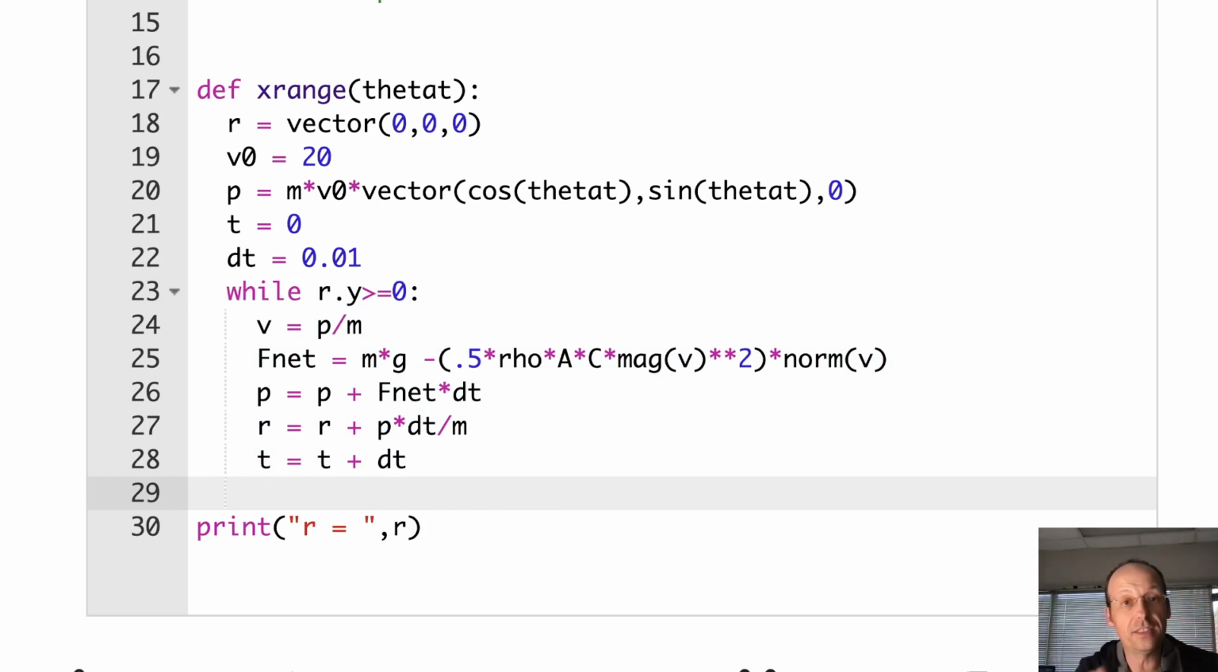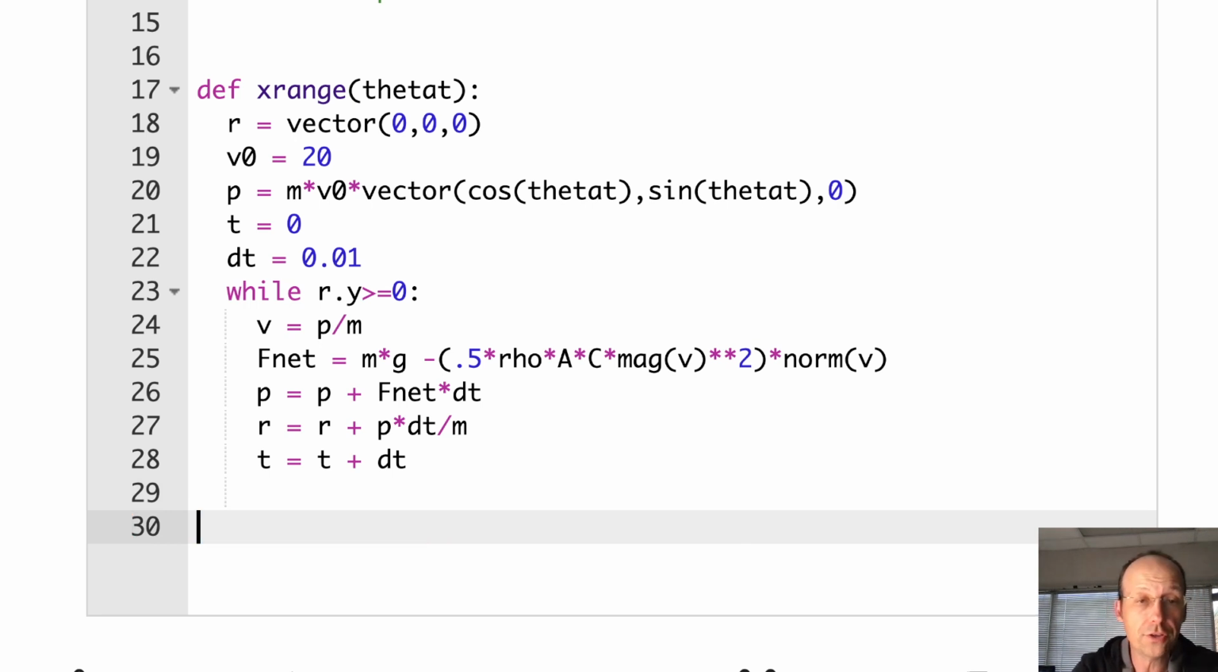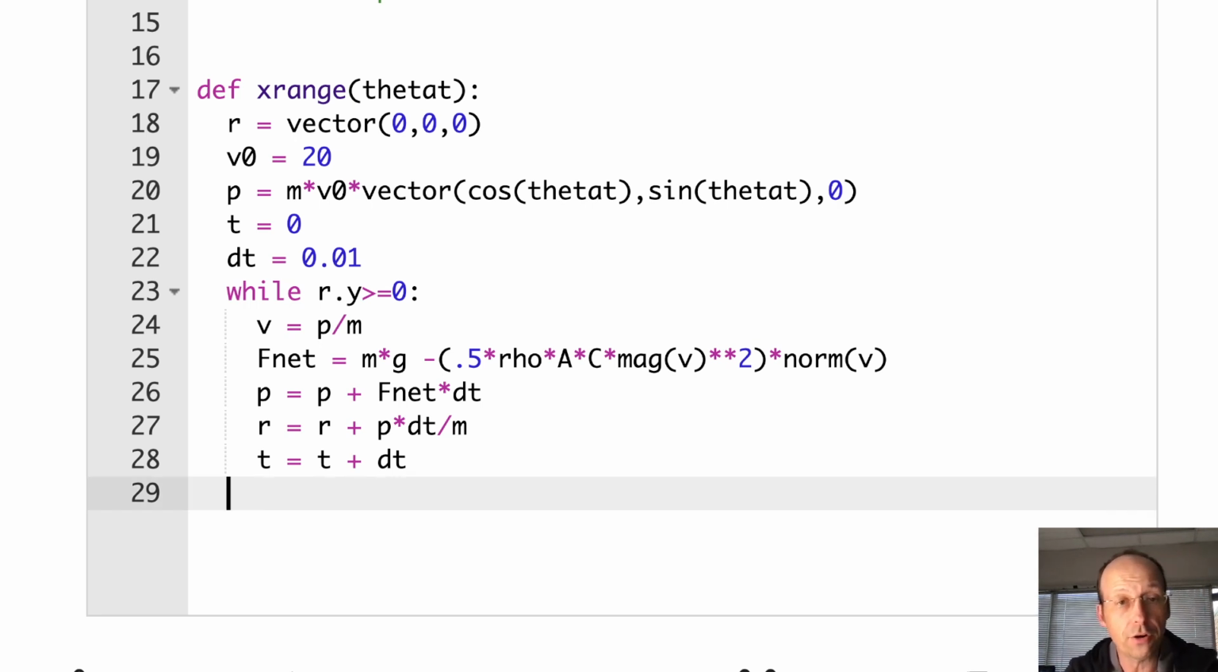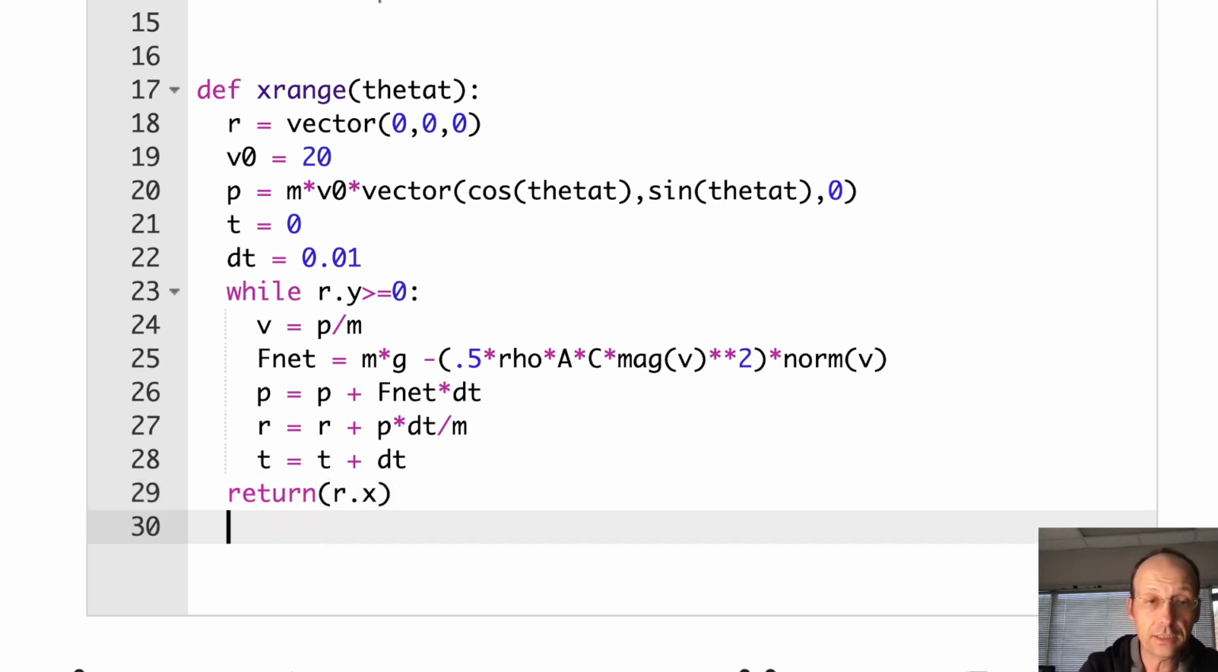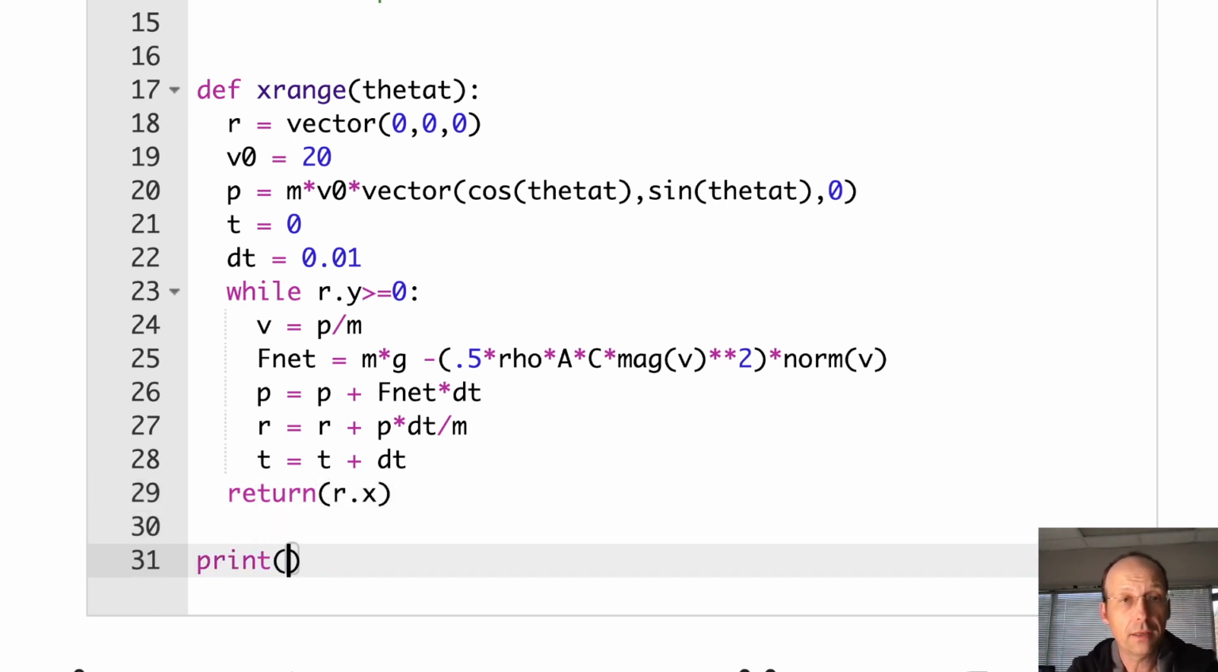So once it gets down to r equals 0, I don't want to print r, I want to return r.x. I'm going to return the x value of that. Okay, let's see how this works. All I've done is made it a function. So let's say print x range 45 times pi divided by 180.